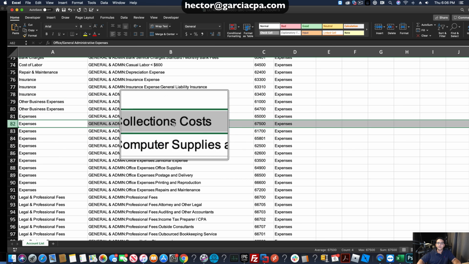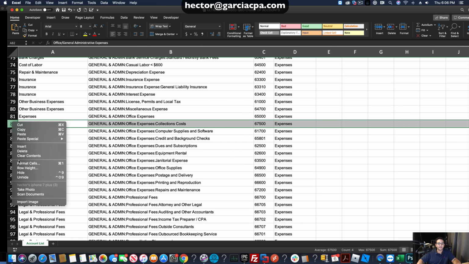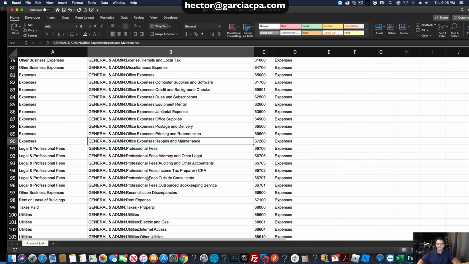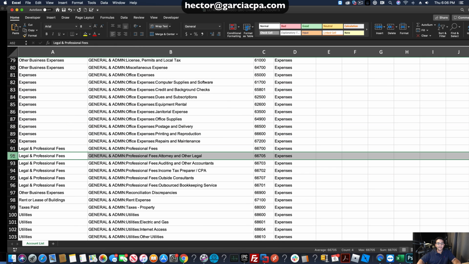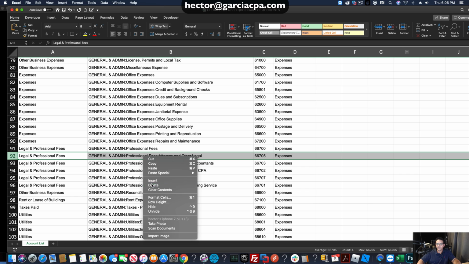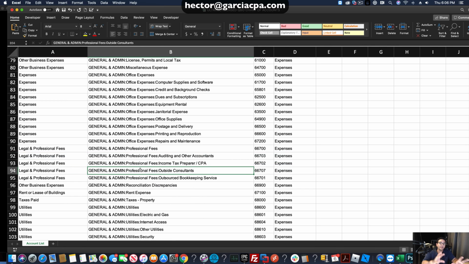And let's say, for example, you don't have any collection costs. So you can right click and delete that. Let's say, for example, you're never going to pay an attorney or whatever, right? You just right click and delete that. So before you import it from a spreadsheet, get rid of the ones that you don't like.